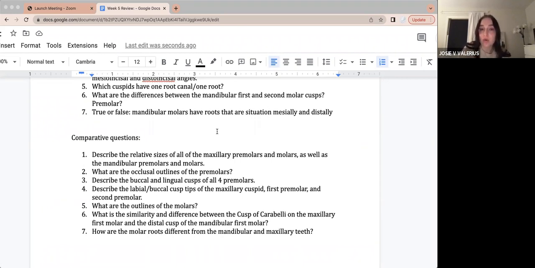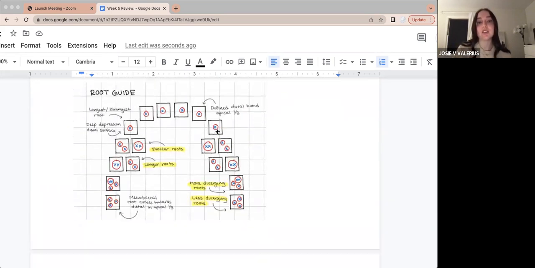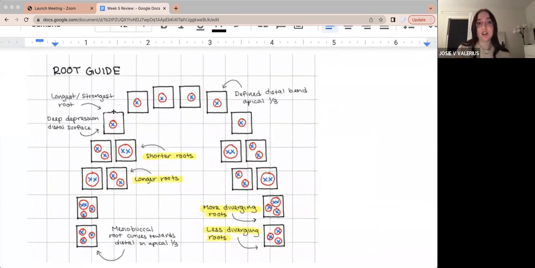Okay, which cuspids have one root canal or one root? So this is something that's pretty important. The maxillary cuspids have one root canal and one root. So I'm going to scroll down to my root photos to show you guys what I mean. So let's say this is the maxillary teeth. If you look, the third tooth down, the one that says longest, strongest root and deep depression distal surface, that only has one root. This is how I drew out the diagram of the roots.